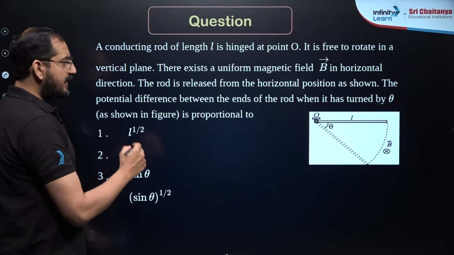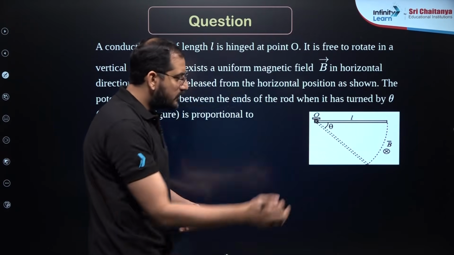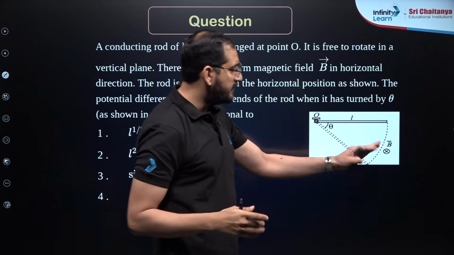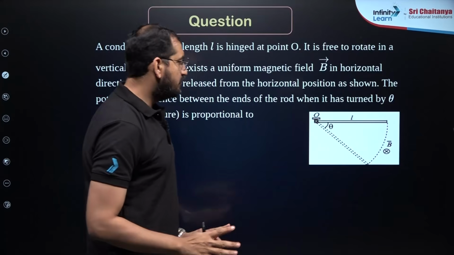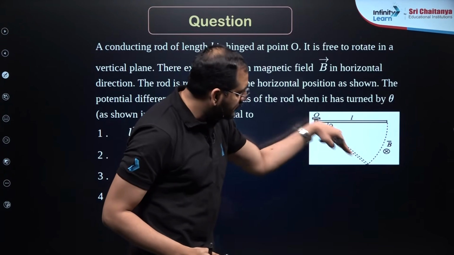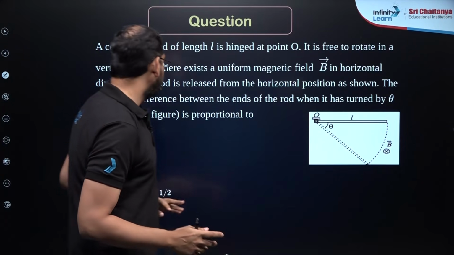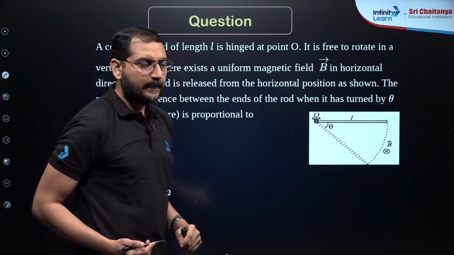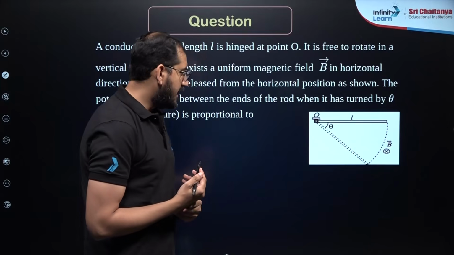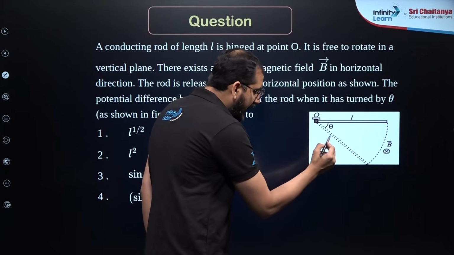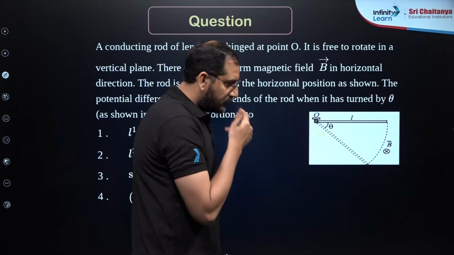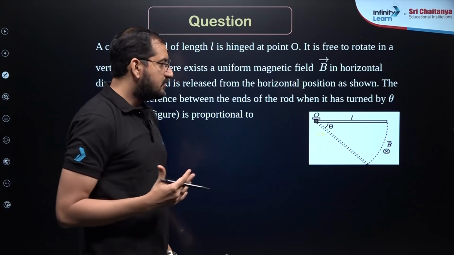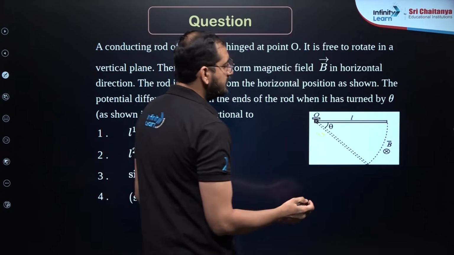All right. So here we have a rod which is falling about the hinge point O. Okay. Magnetic field is into the page. I need to find, when the rod reaches this angle theta, how much is the total EMF generated over here, right? So first of all, what I need to calculate is the angular velocity at this point of time. That angular velocity I can calculate using the conservation of mechanical energy.